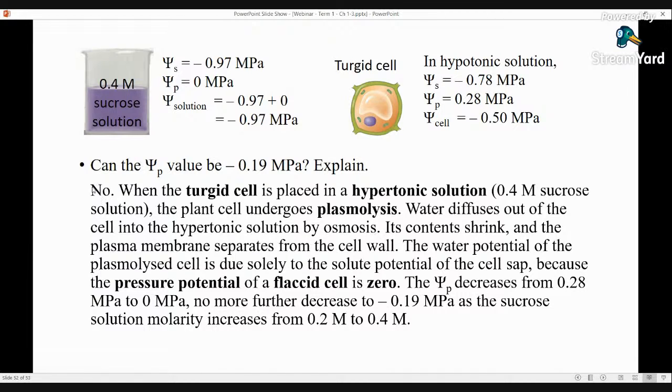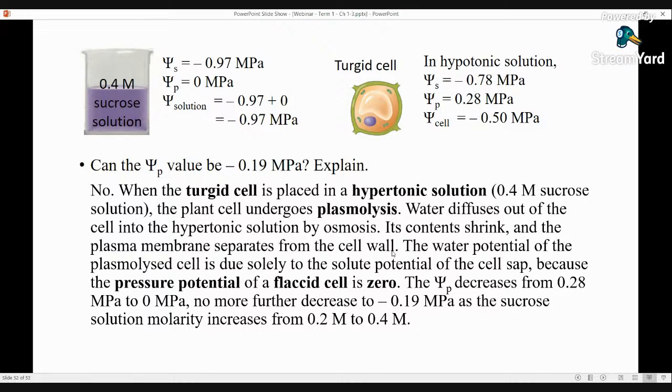You see how I write the answer, okay? Full sentence. What happened to the water? The water diffused out. From where, or to where? And then by what process? Then its contents shrink and the plasma membrane separates from the cell wall.